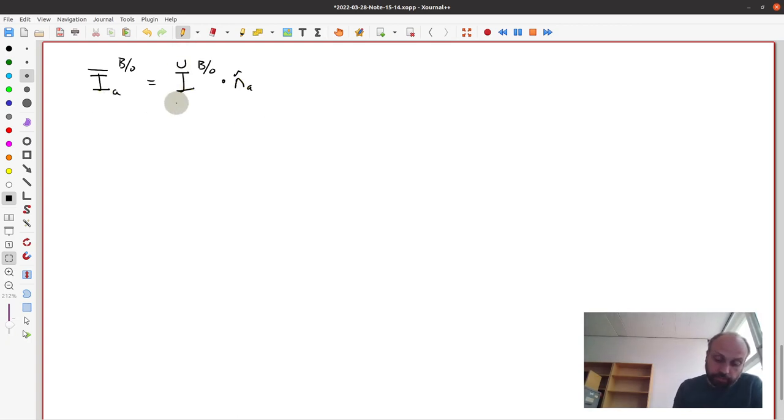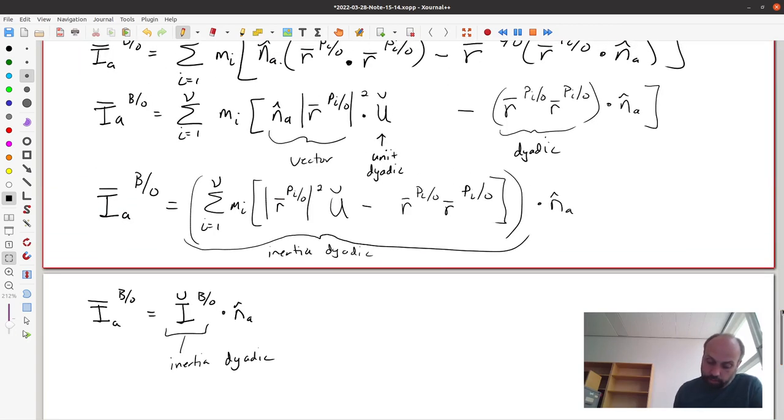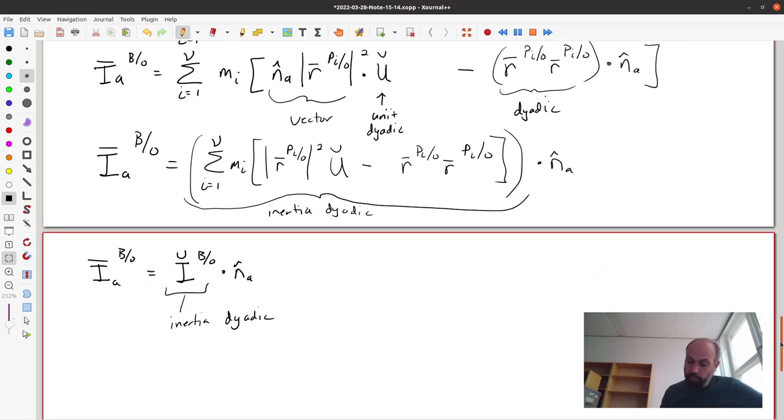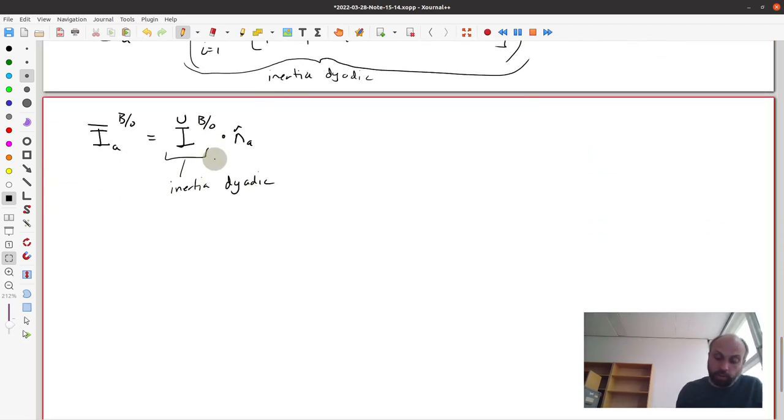So anyways, this term is this inertia dyadic. And I could steal it from above. How do you define the inertia dyadic? Well, the sum of the mass of the particles times the magnitude of the vector to each particle from O times the unit dyadic, minus the outer product between the vectors there. So you can calculate this. And this inertia dyadic is nice to work with because we don't have to worry about that unit vector A. So this I O inertia dyadic contains all the moments and products of inertia.